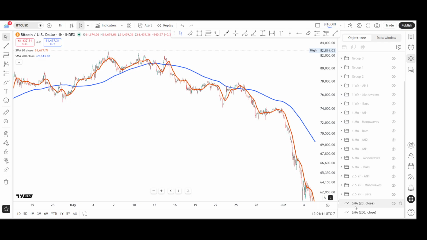Down at the bottom, you will see your two moving averages, your 20 and your 200. You can turn them on and off over here on the left side, but you can't rearrange them. Down here on the bottom right, you can click and rearrange the order. So if they get out of order, you can rearrange them there, and you can also turn them on and off with the little eyeball.